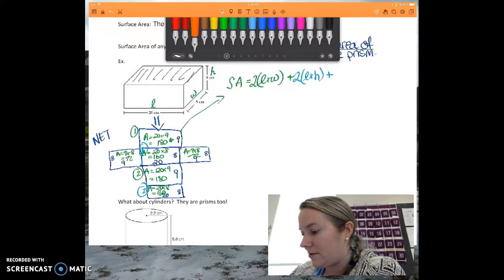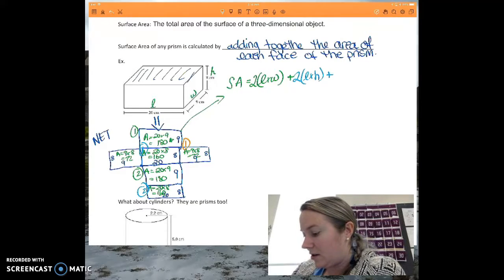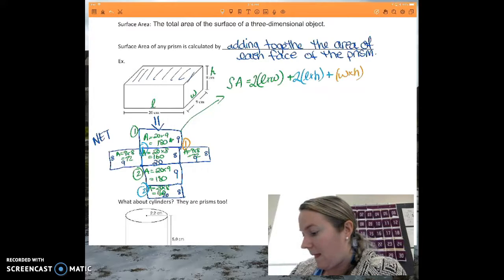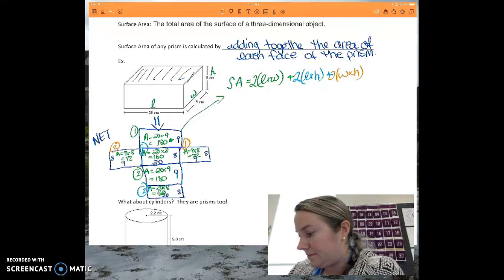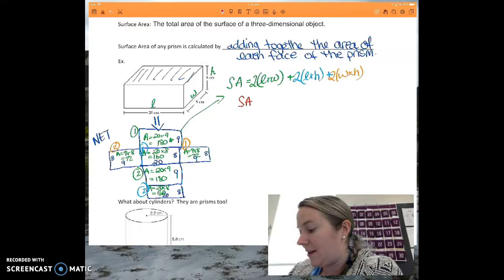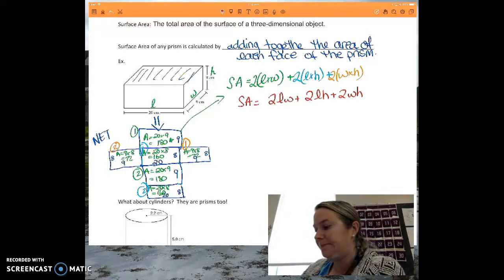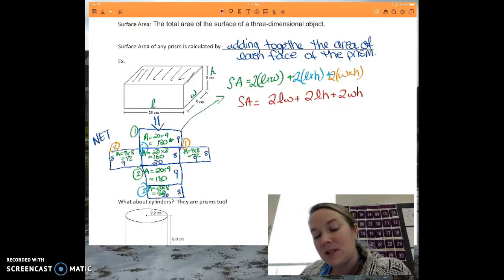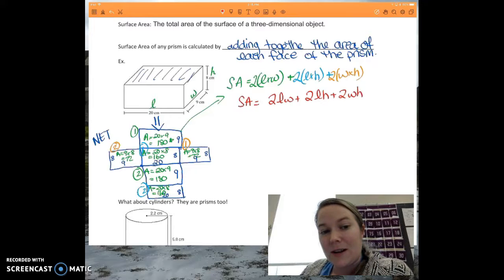I'll change color again, go to orange. Then we have this one here, which is width times height. And we have 2 of those. So what we get for a formula is surface area is 2LW plus 2LH plus 2WH. So it's just every combination of the dimensions, multiply them together, multiply by 2 because you have 2 of each of them, and then add them together. And that works for any rectangular prism.